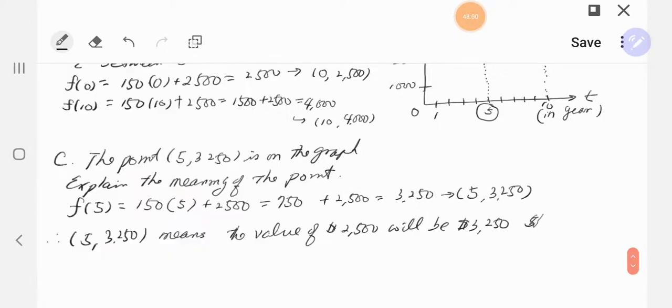The value of the initial amount, 2,500, will be $3,250 in 5 years after investing $2,500. Make sense? So 5 years after you invest it, that amount will become 3,250. All right.